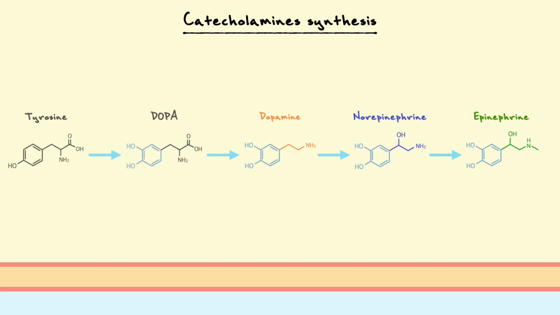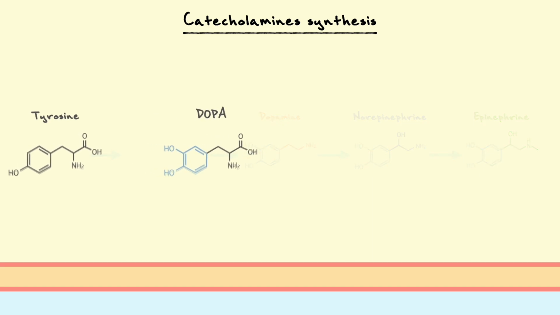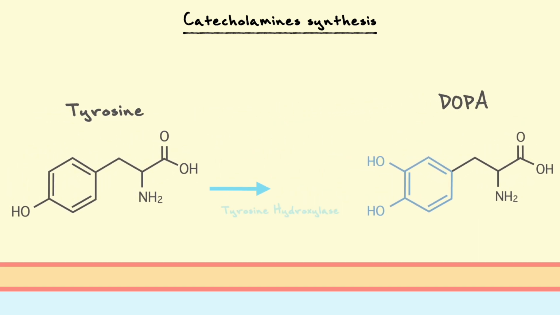To cover the synthesis pathway, I'll first go over each reaction individually, and then we'll come back to see the big picture. To get the synthesis going, the first step of the pathway is catalyzed by the enzyme tyrosine hydroxylase, which converts tyrosine to a compound named DOPA. To do so, tyrosine hydroxylase hydroxylates, or in other words, adds a hydroxyl group, here in green, on the benzene ring to form the catechol moiety.